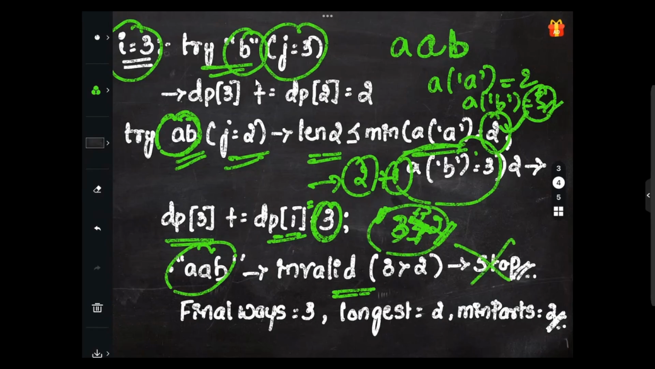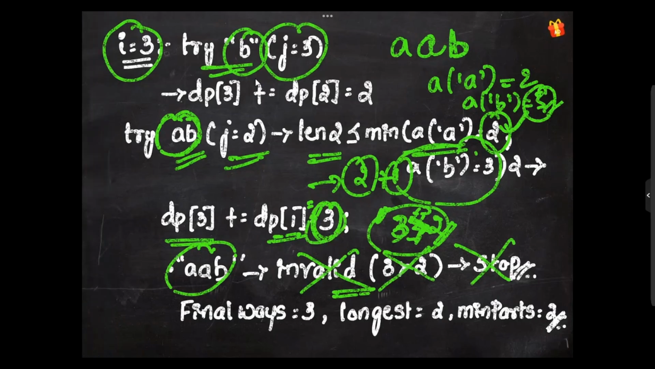We will stop here. So this is invalid, we will stop here. So the final ways we have here are dp of 3, dp of 1, dp of 2, and the dp of 3 calculation.